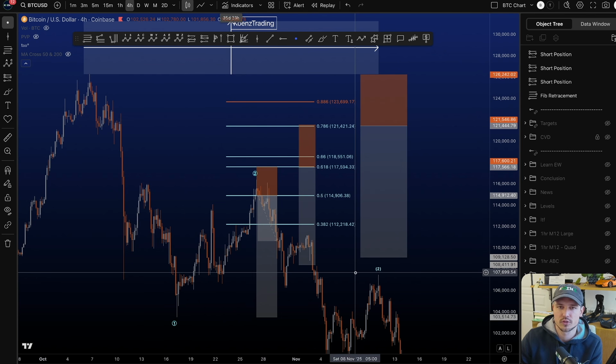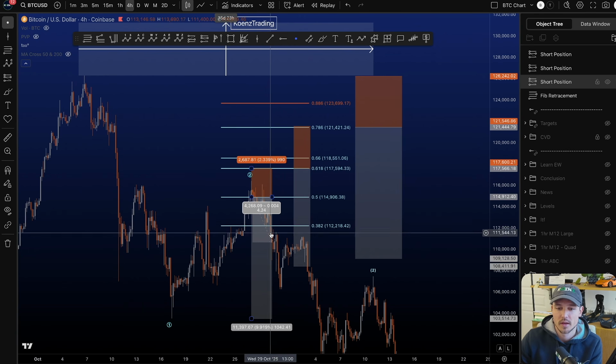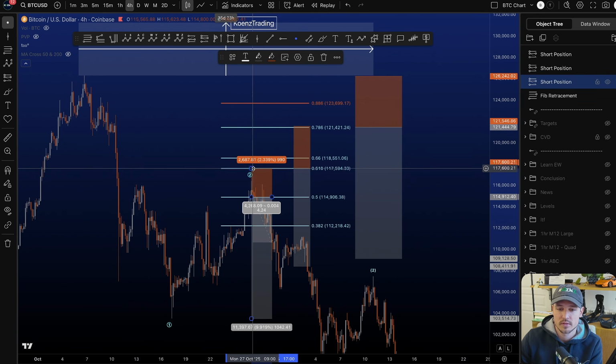I have numerous options to enter, purely based on Elliott Waves. You don't need to know anything else than Elliott Waves here. You can enter at the 0.5, right? Stop, up to you. I just explained it.